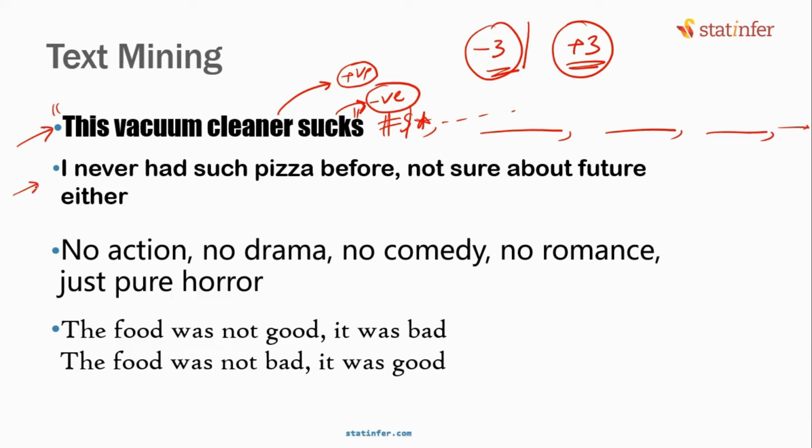One of the reviews for a pizza restaurant is: I never had such pizza. Not sure about future either. Some people are so sarcastic that it will be very difficult for us to find out whether they are talking positively or negatively. Has it ever happened to you? Somebody was so sarcastic that we couldn't even find out what they're saying.